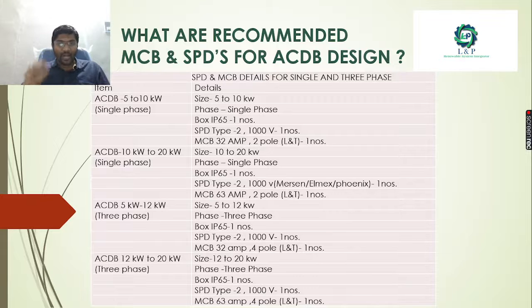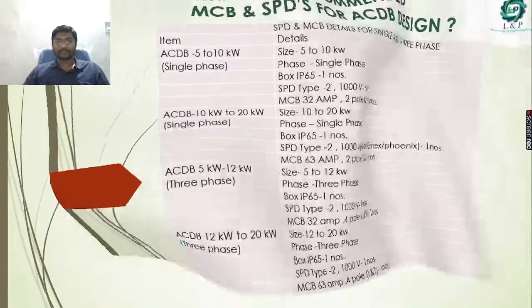And if you're planning for a three-phase, 5 kilowatt to 12 kilowatt, there you can use SPD type 2, 1000 volt, MCB 32 amps, you have to use 4-pole, LNT make. If you're planning to design an ACDB of 12 kilowatt to 20 kilowatt of three-phase, then you can use SPD type 2, 1000 volt, and MCB 63 amps, 4-pole, LNT make.